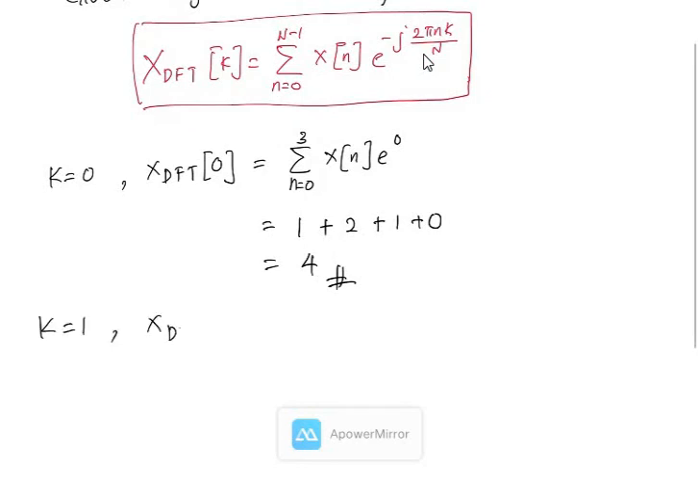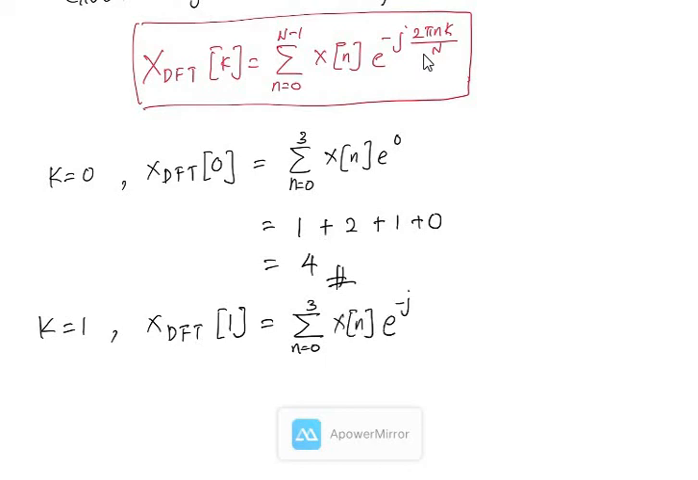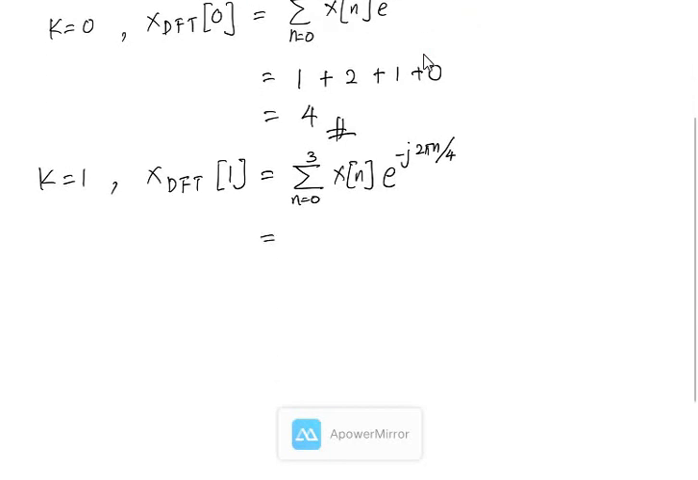So I have X DFT 1 equal to the summation, again n equal to 0 to 3 of x[n]. Now I have the exponent minus j 2 pi nk, where k is 1, so I just write it as 1, divided by 4 because N is 4. So this is x[n] exponent minus j pi n over 2. So I can solve it.